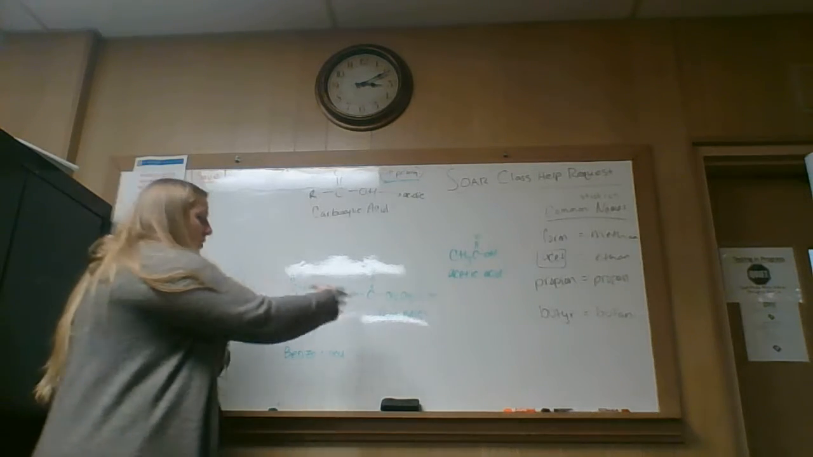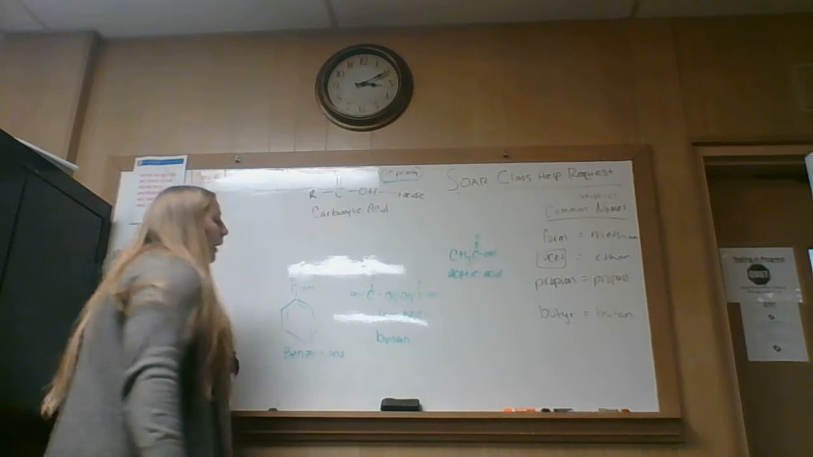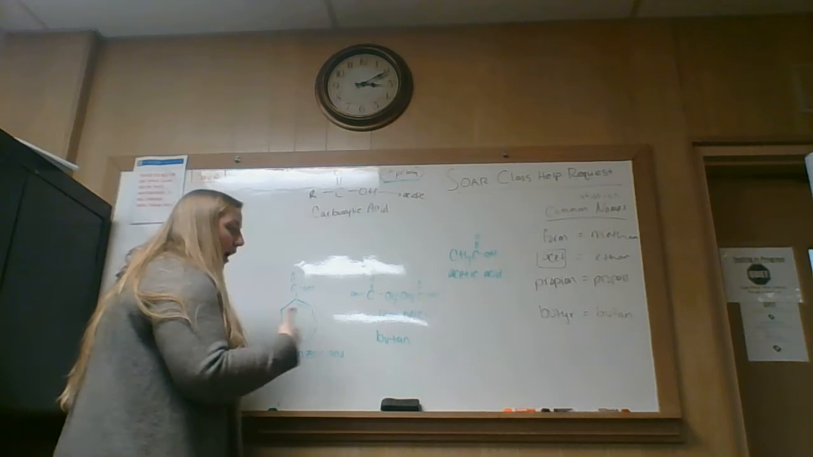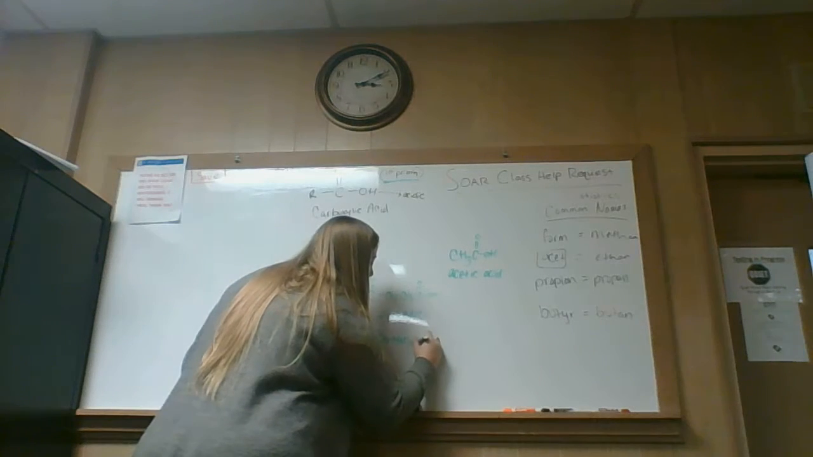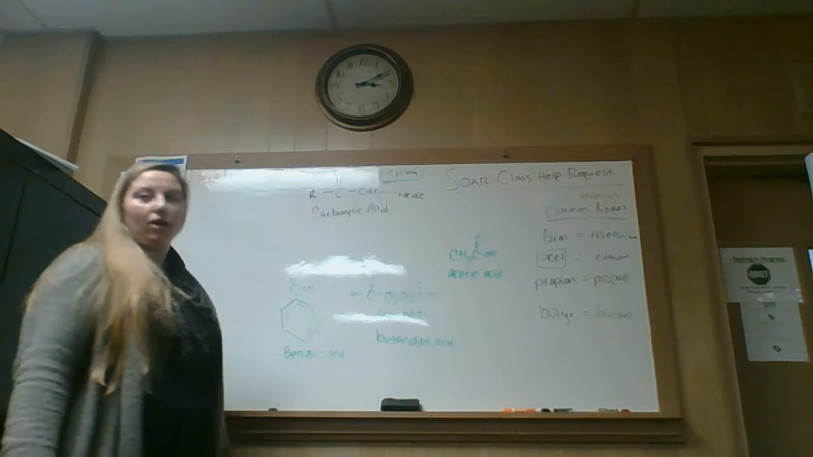So again, we still only have the 4 carbons. So butane. Instead of adding ioic, you're just going to write dioic. So butane dioic acid.